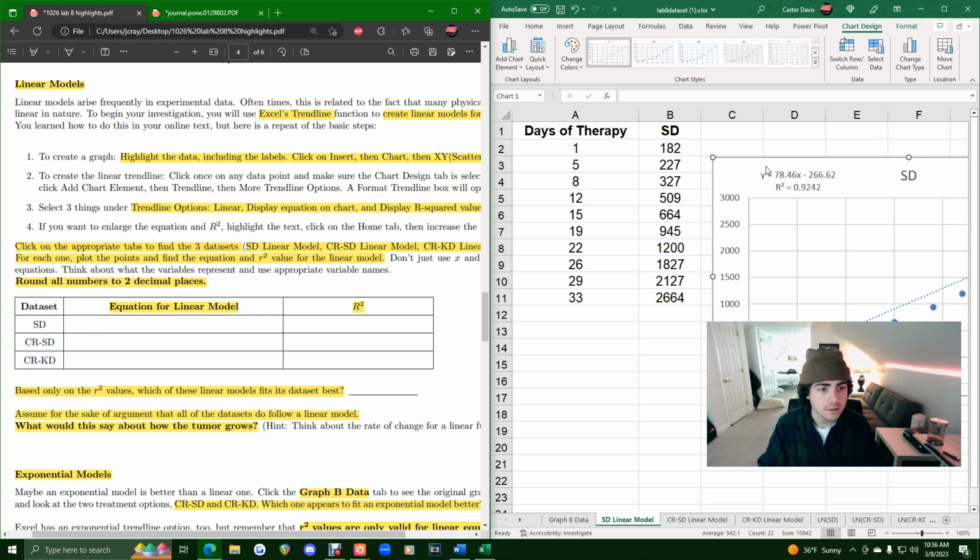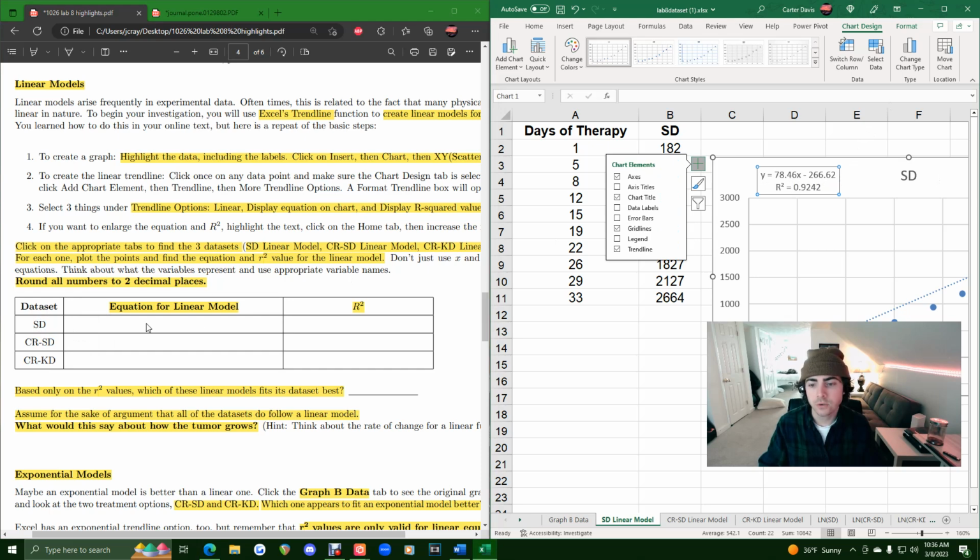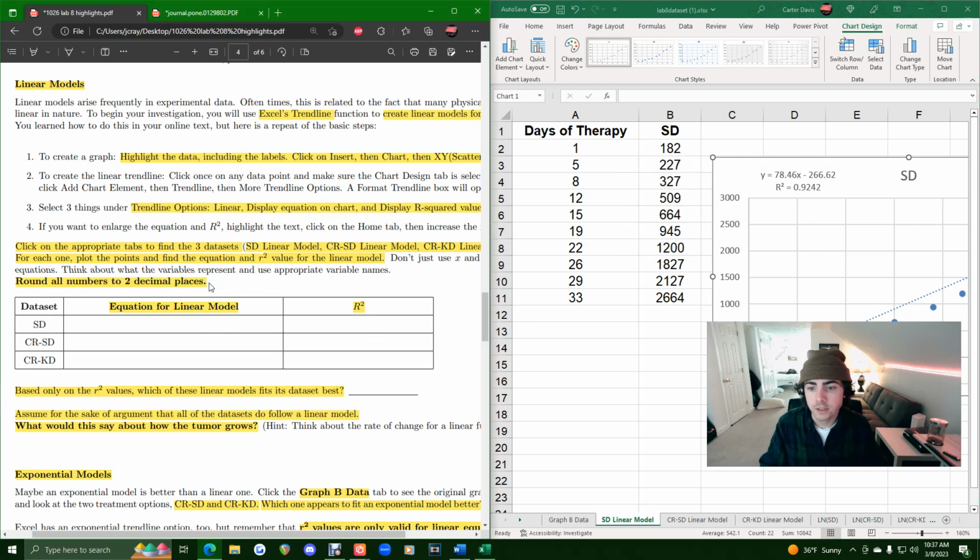So this is SD. This first equation is your linear equation model, and then r² is 0.92. Okay, that's pretty good, 0.9242. They say round everything to 2 decimal places. The equation should be good, but r² would just be 0.92.